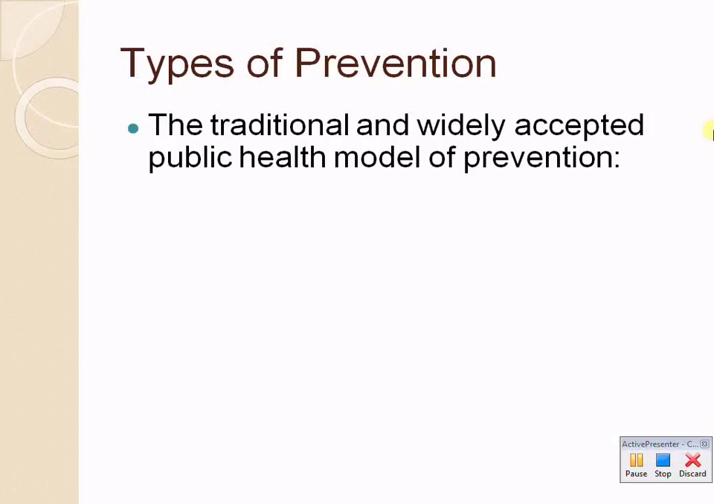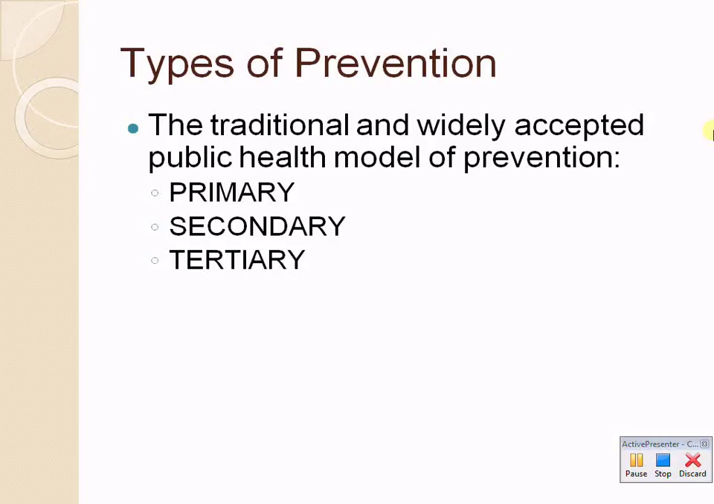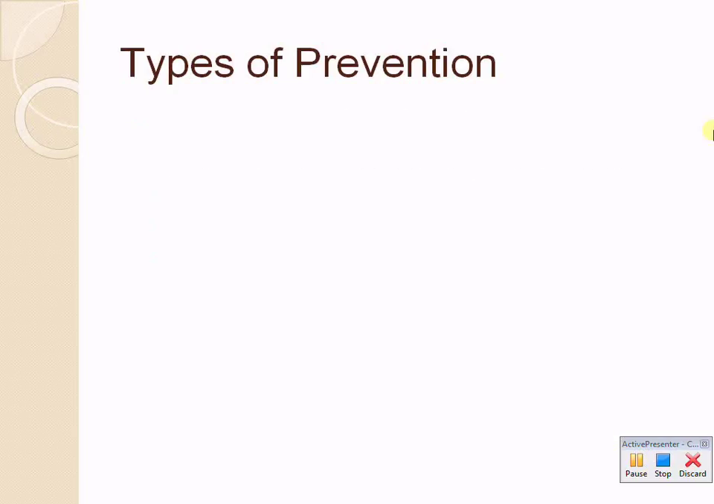Alright, so we're going to talk about prevention. Prevention is a traditionally very widely accepted public health model, and it's something that's still used today. There's three different ways that we look at prevention: primary, secondary, and tertiary. Okay, those are the three: primary, secondary, tertiary.